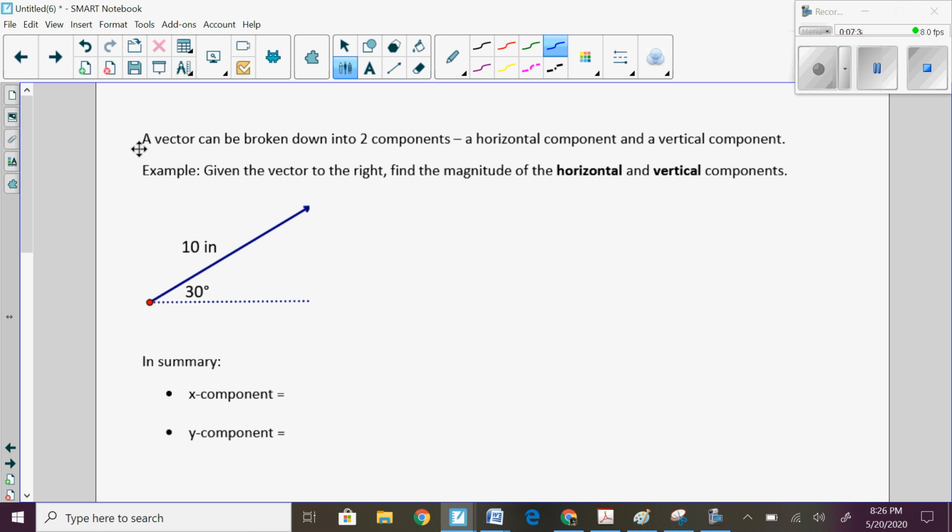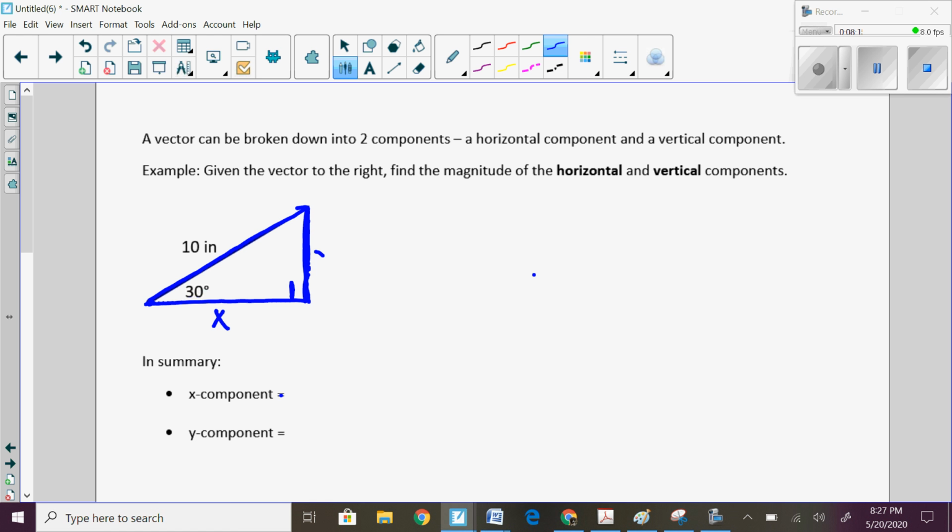Okay, so we can break a vector into two components, the horizontal component and the vertical component. In other words, when we look at this vector right here, which is 10 inches long, how far from the initial point to directly below the end of the vector, how long is this? And how high up is this distance right here from where it starts at the bottom and increases?